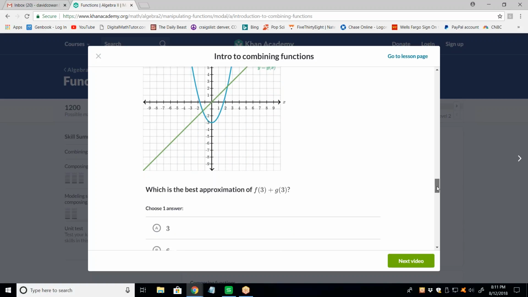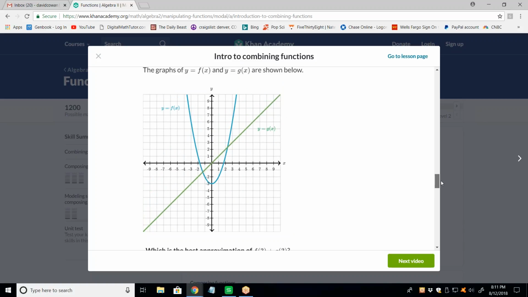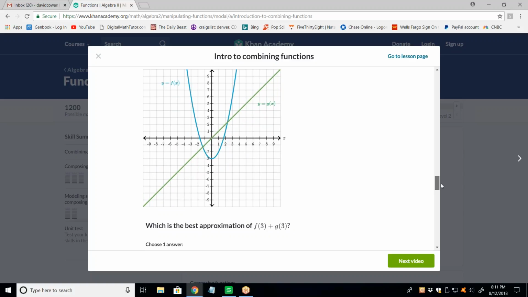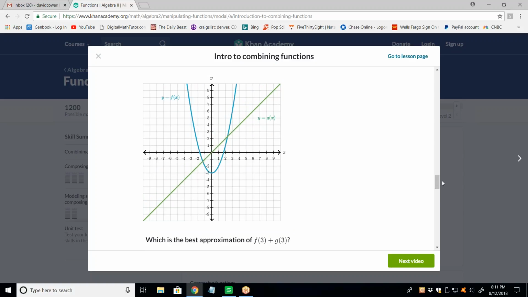Which is the best approximation of f of 3 plus g of 3? Well, we'll do the easy one first. What is g of 3? g of 3 is, let's see, that would be 1. I'm actually not sure.